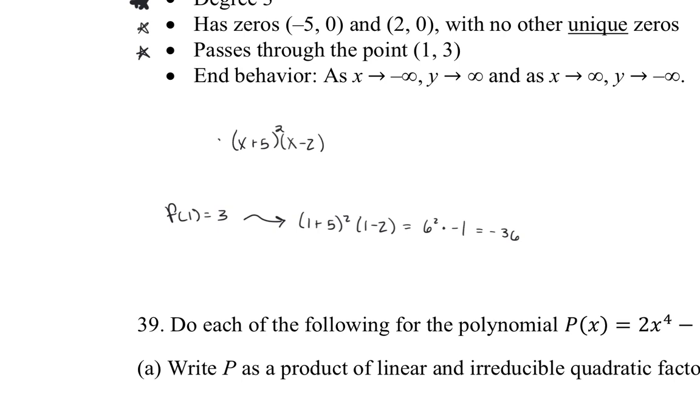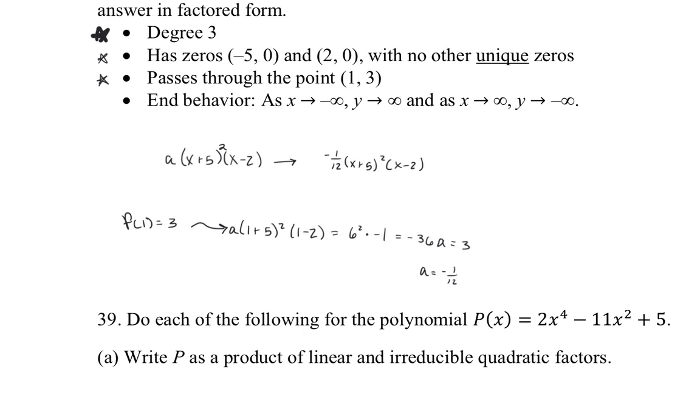So what I'm going to do is add a factor in front and multiply this in front. That's not going to change our zeros. That doesn't change our degree either. So we have -36a is going to be equal to +3, which gives us that a is -1/12. This means that we have -1/12 (x plus 5) squared (x minus 2).